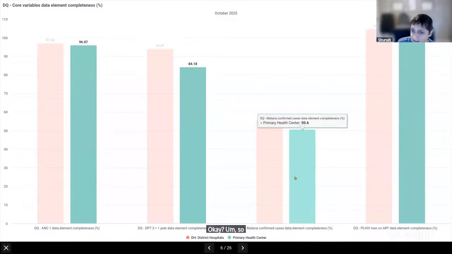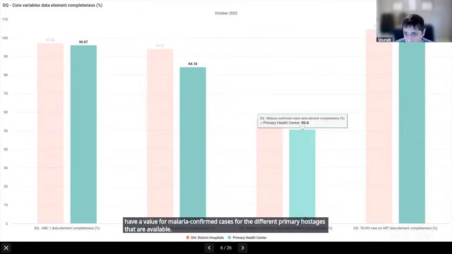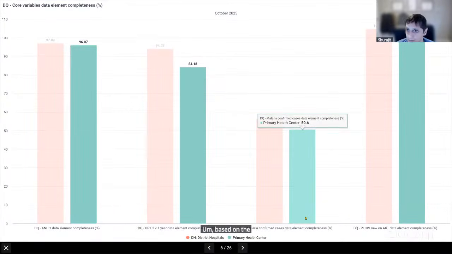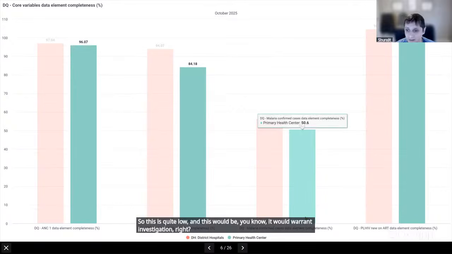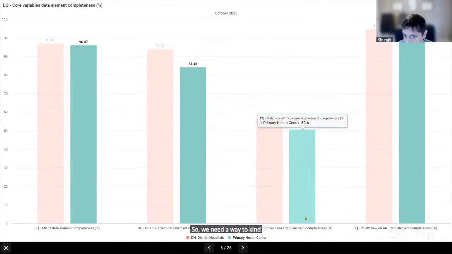So what we're seeing here is that, if I highlight this one where we have a value of only 50%, or 51% if I round up, only 51% of the data sets that have been submitted have a value for malaria confirmed cases for the different primary health centers that are available, okay? Based on the expected reports that I have. So this is quite low, and it would warrant investigation, right? So we need a way to identify this or more easily determine this.